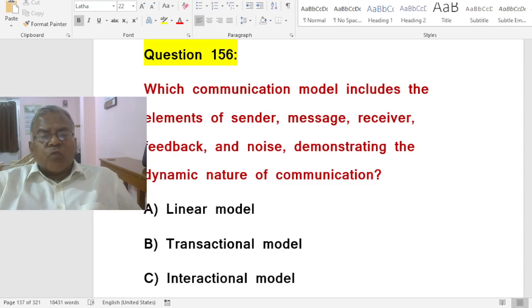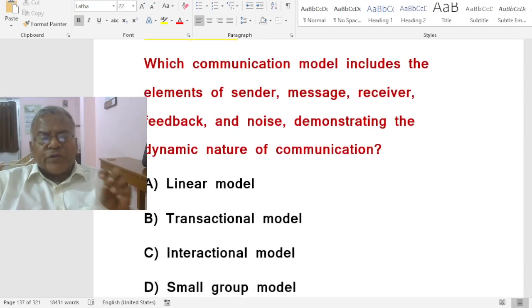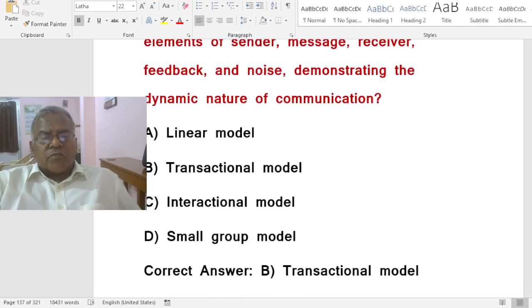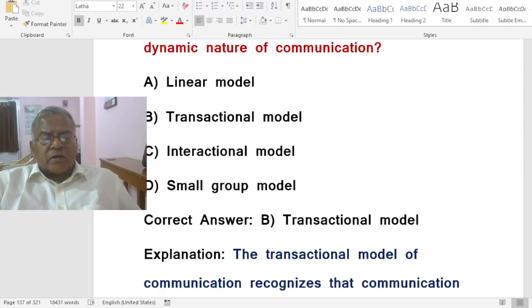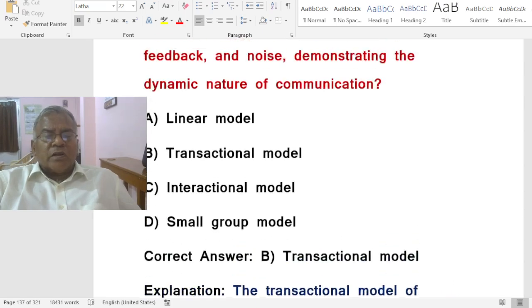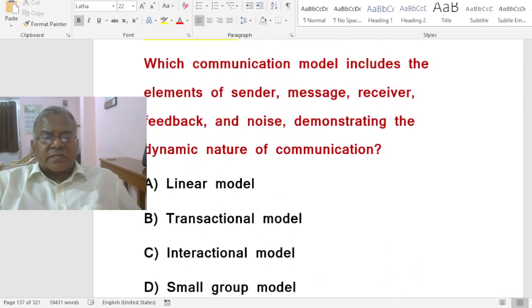Which communication model includes the elements of sender, message, receiver, feedback and noise, demonstrating the dynamic nature of communication? A. Linear model, B. Transactional model, C. Interactional model, D. Small group model. So this comes under the transactional model.